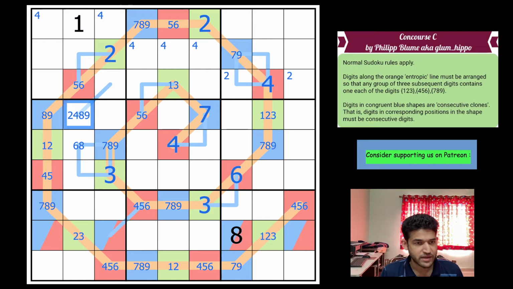But can this be a 9? Then its consecutive pair is supposed to be 8, which is clearly not possible. So that's 2, 4 or 8. And you'll see that the other possibilities are quite possible. You can have 2, 4 or 8 here.